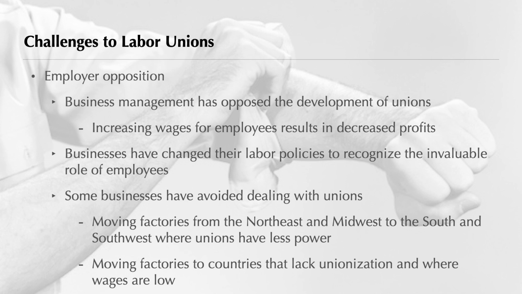Other companies simply try to avoid dealing with unions. For example, some companies in the Northeast and the Midwest, where unionism traditionally has been strong, have moved their headquarters or production facilities to cities in the South and the Southwest, where unions tend to hold less power. Similarly, some companies have moved production to other countries, where wages are low and a lack of unionization enables employers to cut costs significantly.